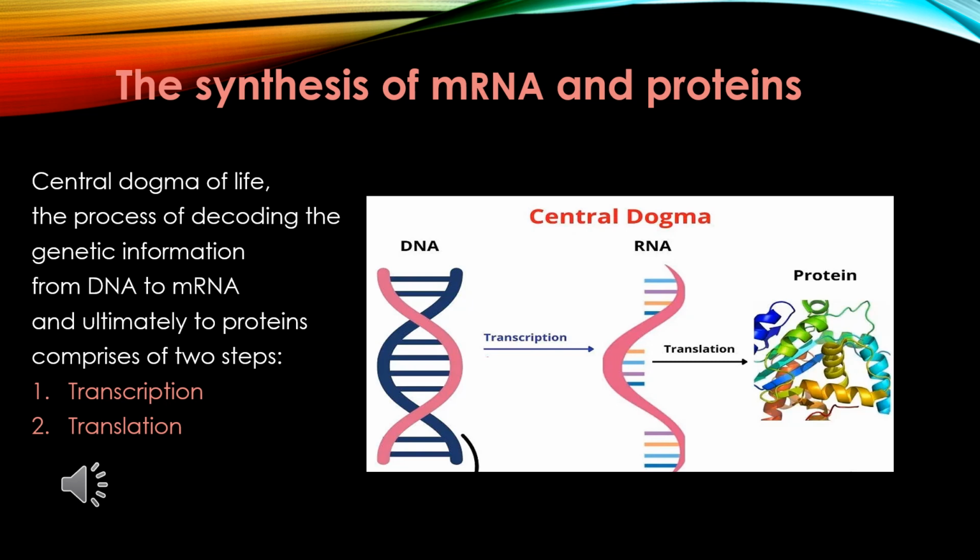It has 2 steps: transcription and translation. Transcription is a procedure in which the information from the DNA is copied in the form of RNA, and translation is a procedure in which the information from RNA is ultimately converted into the protein product, and that protein works and controls and measures all the attributes of the organisms.